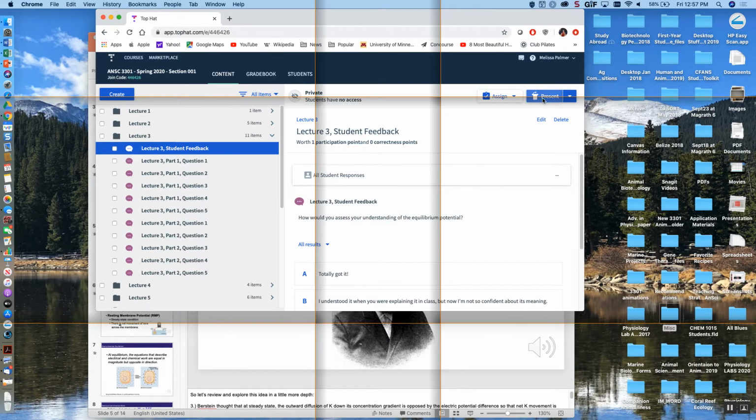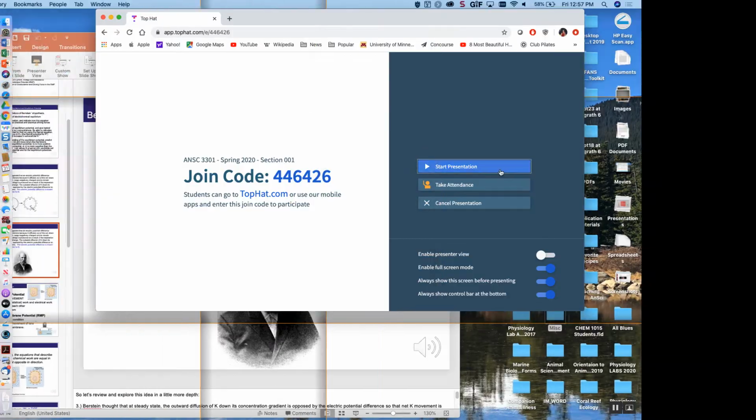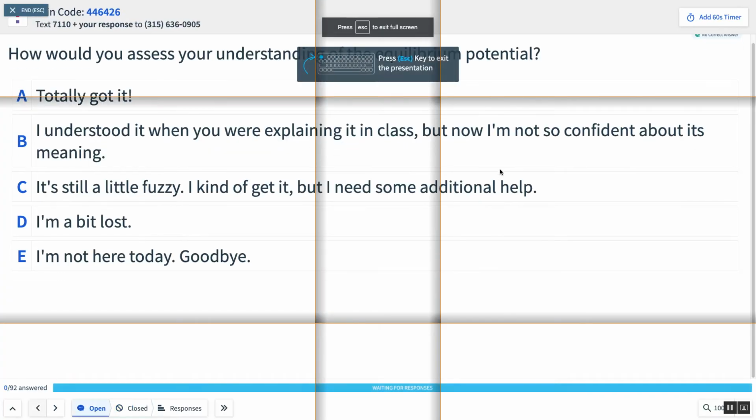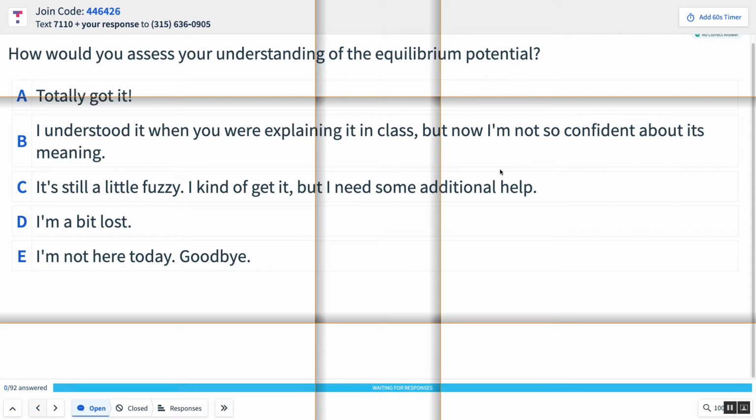This one is more of a student feedback question. How would you assess at this point your understanding of the equilibrium potential? A, totally got it. B, I understood it when you were explaining it in class, but now I'm not so confident about its meaning. C, it's still a little fuzzy, I kind of get it, but I need some additional help. D, I'm a bit lost, and E, I'm not here today, goodbye.